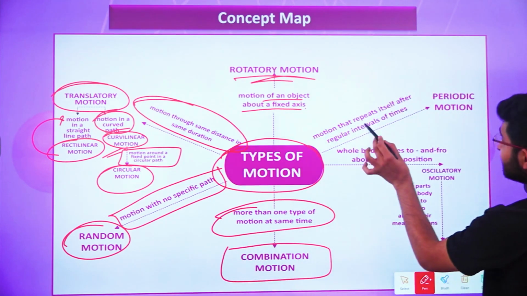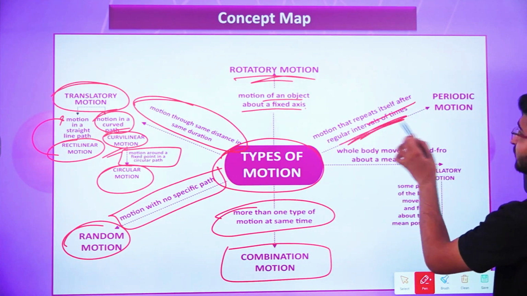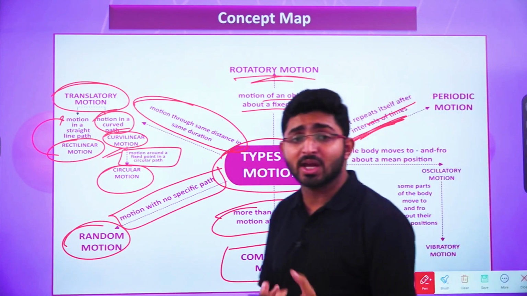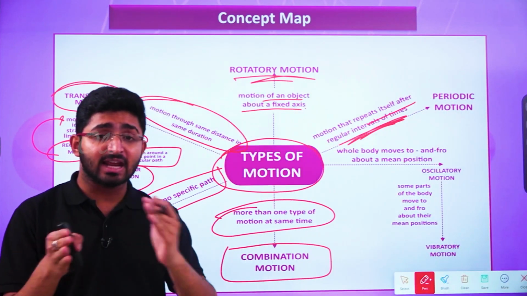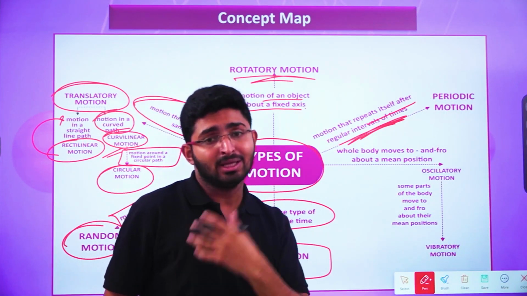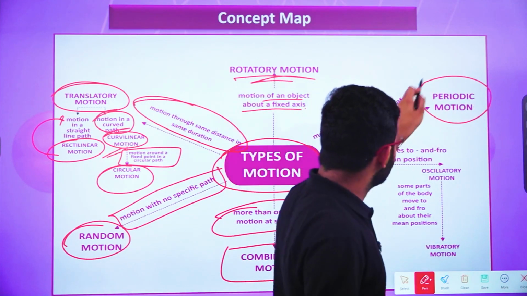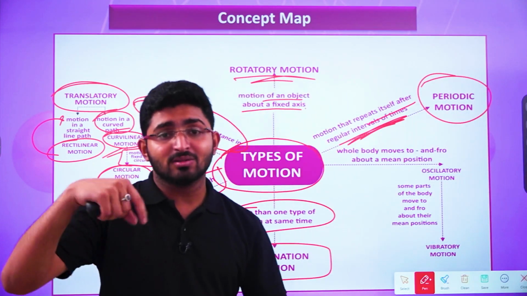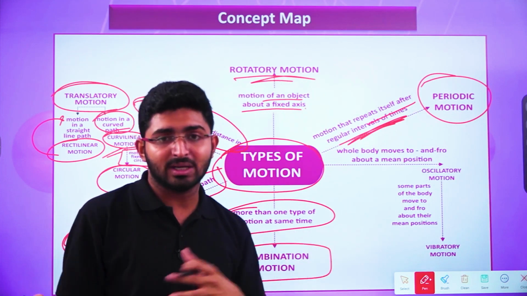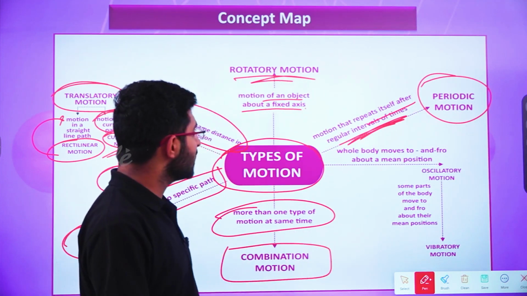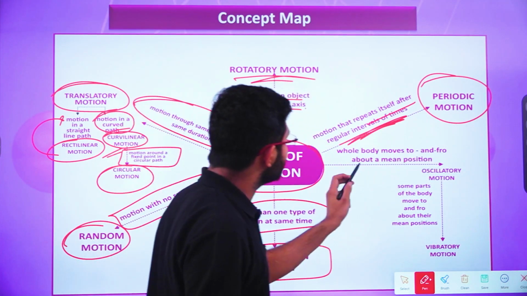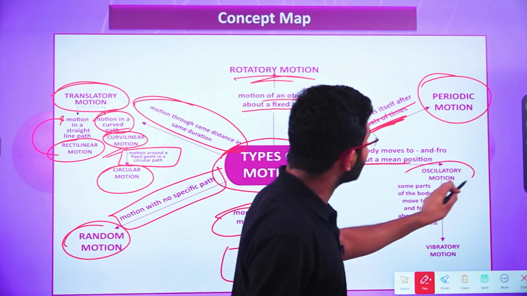Now, motion that repeats itself after regular intervals of time, like if any object is repeating its motion after regular intervals of time, that will be a periodic motion. We have studied about this. And again, if an object is not repeating, that will be a non-periodic motion. Okay, whole body moves to and fro about a mean position, that motion was oscillatory motion.